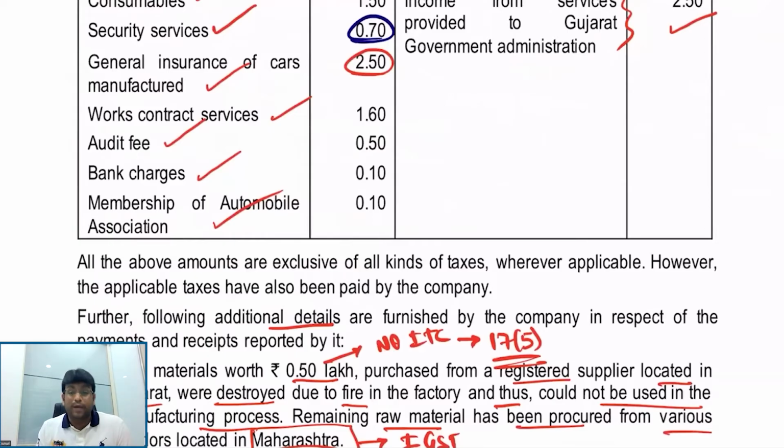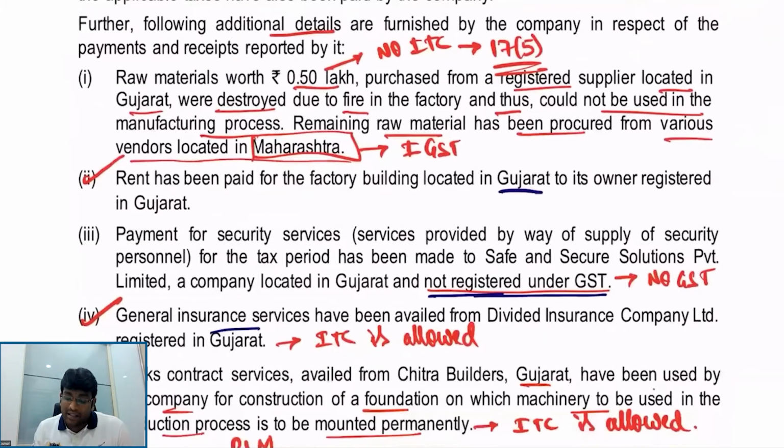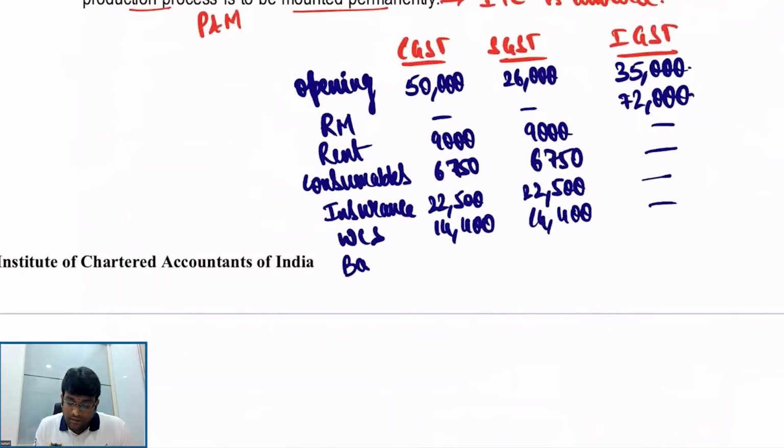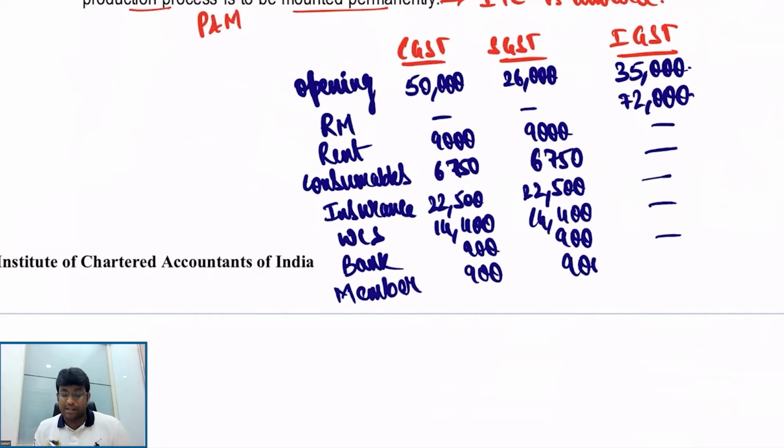Then, what else? Audit fees, no credit because there is no IRN on the invoice. Bank charges, I will take 10,000, 9%, 9%. Membership also, I will take 10,000, 9%, 9%. So, bank charges 900, 900. Membership 900, 900. That's it. So, getting my point, my dear friends, everybody.